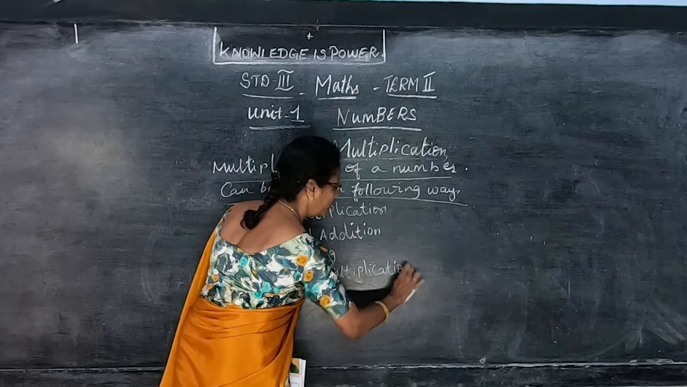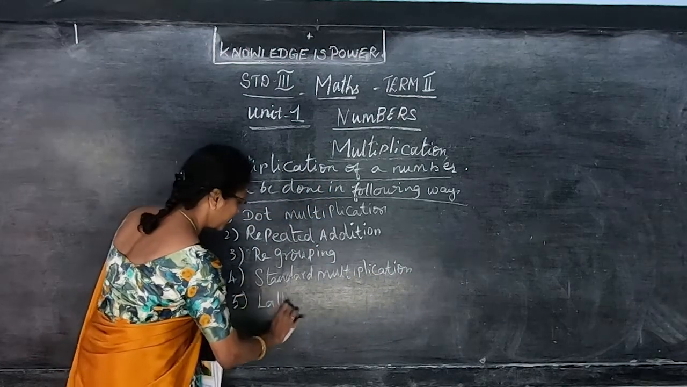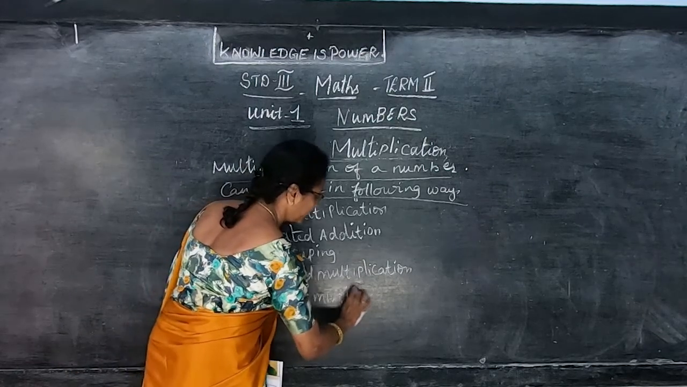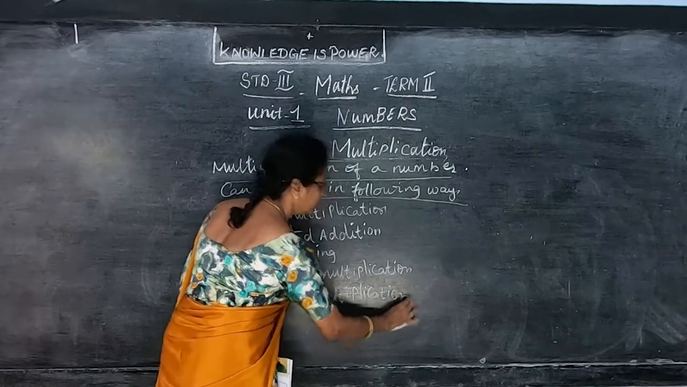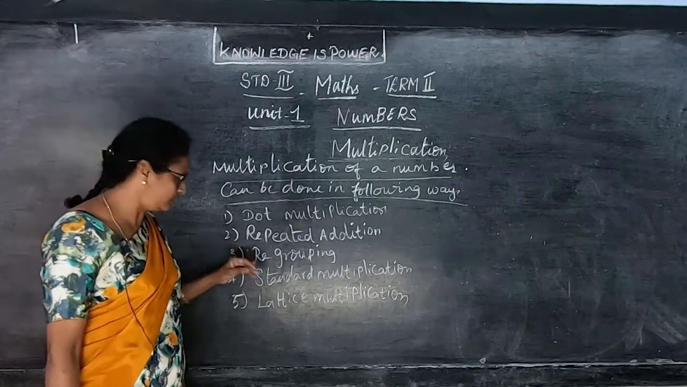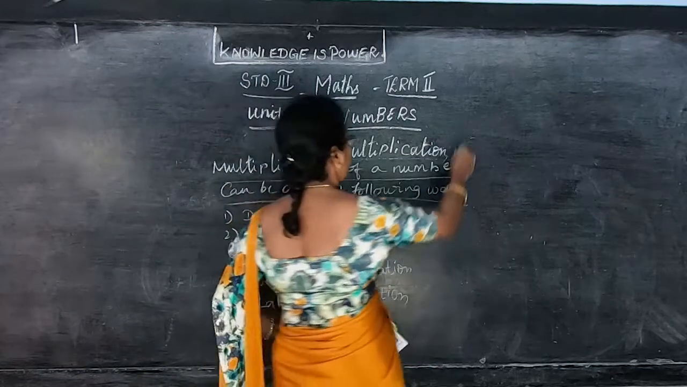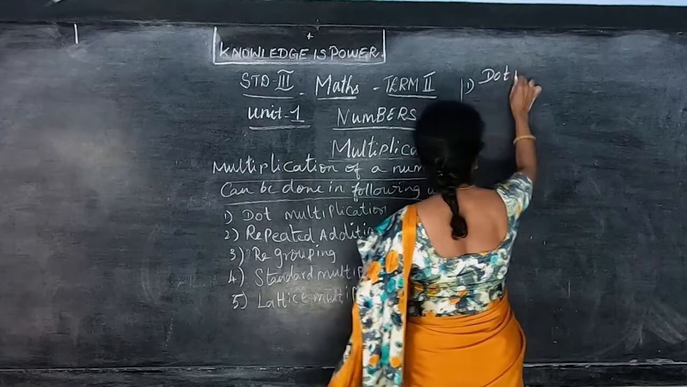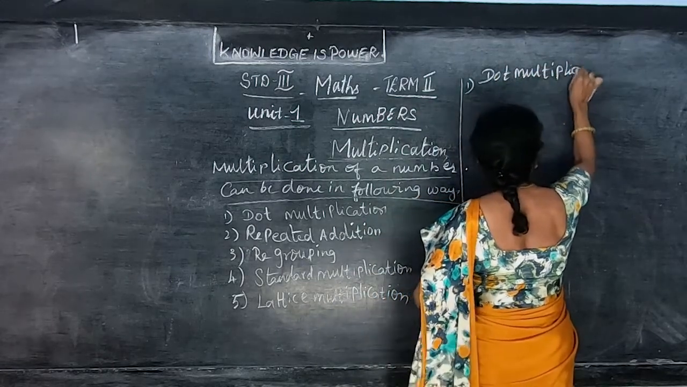So, one by one we will see these ways of doing multiplication. Everything is inside the book only. So, better you buy a book, children, so that you can understand what the ways are and how to do this. Okay, so dot multiplication, repeated addition, regrouping, standard multiplication and lattice multiplication. Here you are going to see the first one, dot multiplication.